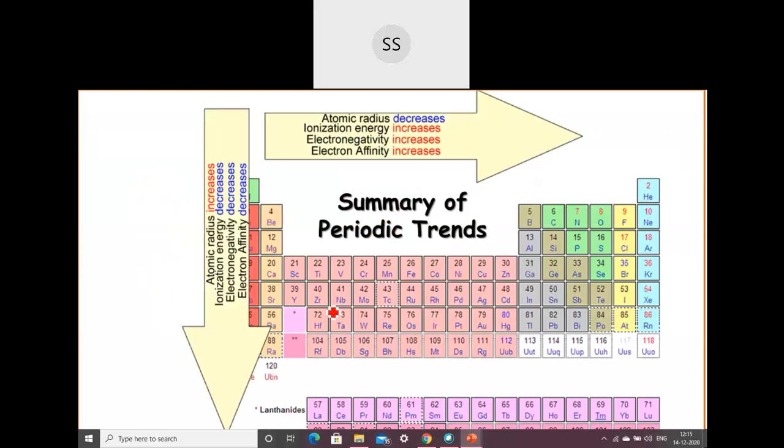Next, I have combined everything together. Across the period, atomic radius is decreasing, and ionization enthalpy, electronegativity, and electron gain enthalpy are all increasing. Only atomic radius is decreasing. Down the group, atomic radius is increasing and everything else is decreasing.